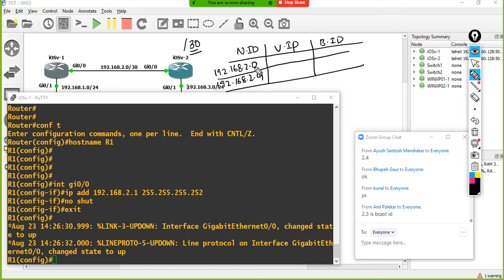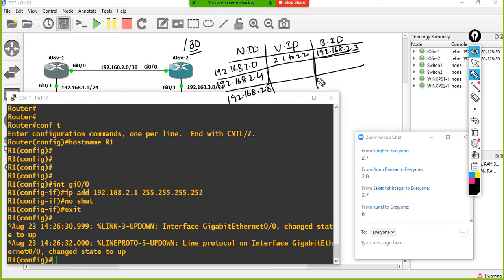So now what is the broadcast ID for the first network? The broadcast ID is 192.168.2.3, not 1.255. Then here the valid IPs are 2.1 to 2.2, right? Then after that, the next network is 2.4. Then what is the broadcast ID for the next network? 192.168.2. After that, what is that, guys? 2.8, right?